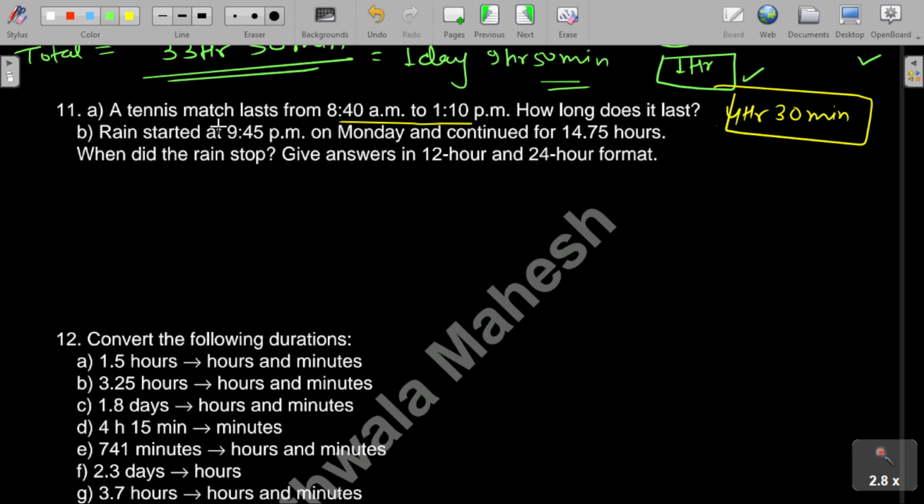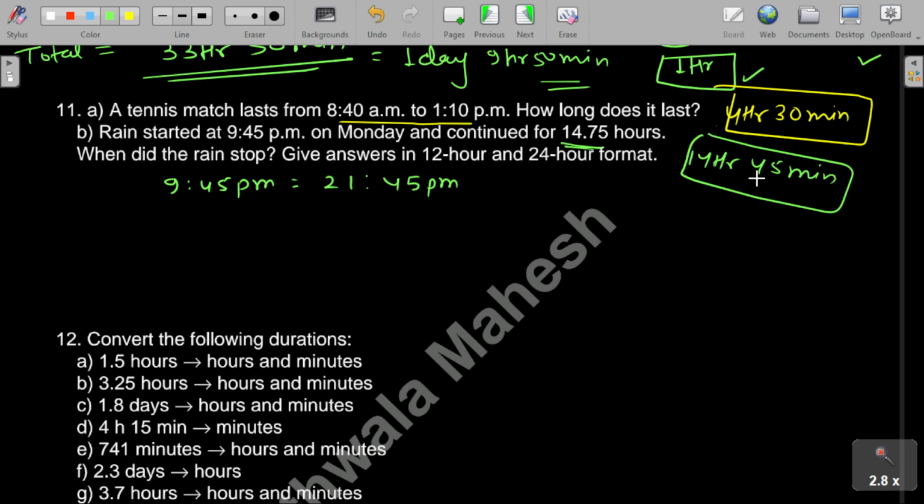Okay, I am explaining again. 9:45 p.m. First we have to change this to 24-hour format, which is 21:45. Now we have to add 14.75, which is 14 hours and 45 minutes. We have to add 14 hours and 45 minutes to this 21.